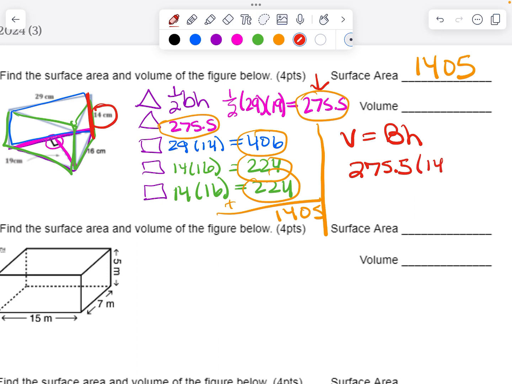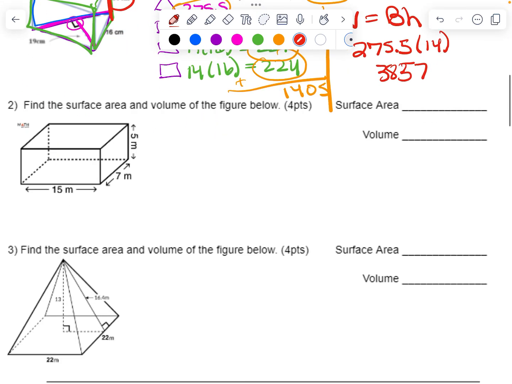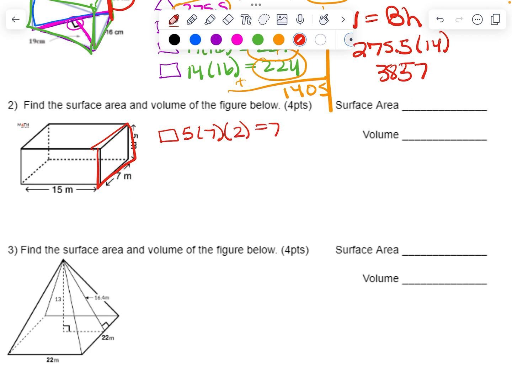For the rectangular prism, the surface area is just the area of all the faces. So we have this right here, which is 5 by 7, and there's 2 of those because the one across from it is the same. We have this one up here, which is 15 by 7, and there's 2 of those, which is 210. And then we have the front and the back, which are 5 by 15, and there's 2 of those, which is 150. And then we're just going to add them all together to get 430 for my surface area.